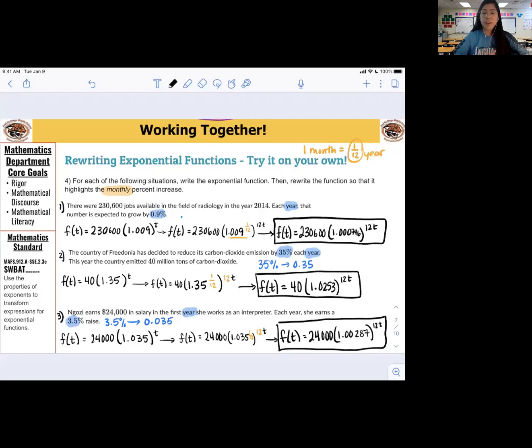Does anyone have any questions? Any remaining questions on these three? Look at them thoroughly, see if you have any final remaining questions.